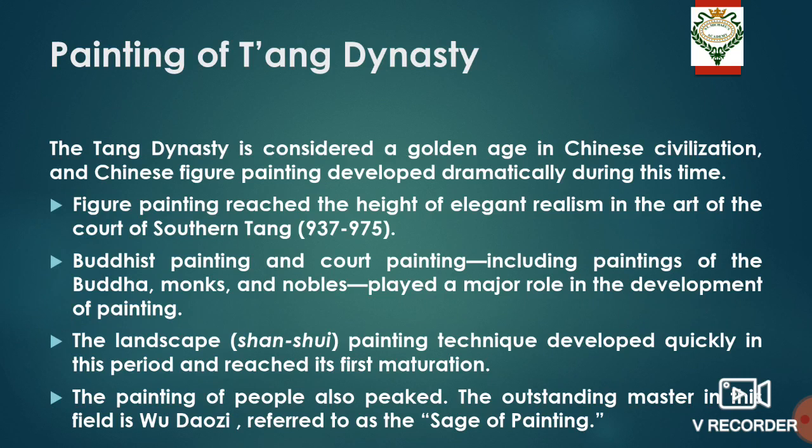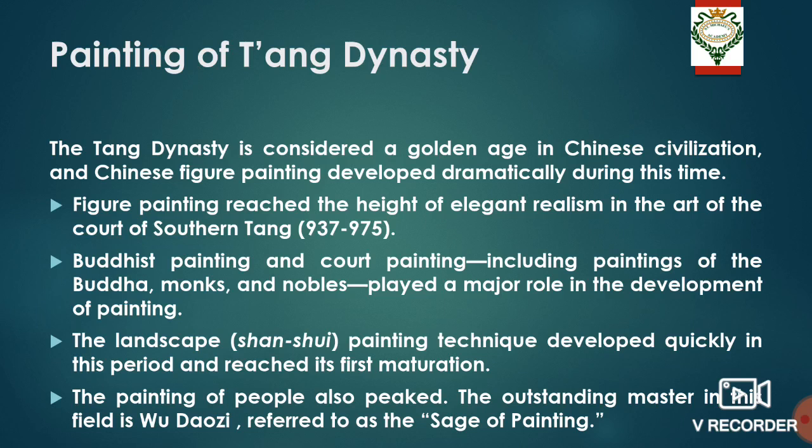Now, painting of Tang dynasty. During the Tang dynasty, considered a golden age in Chinese civilization, Chinese painting developed dramatically both in subject matter and technique. The advances that characterized Tang dynasty painting had a lasting influence in the art of other countries, especially in East Asia, including Korea, Japan, Vietnam, and Central Asia.